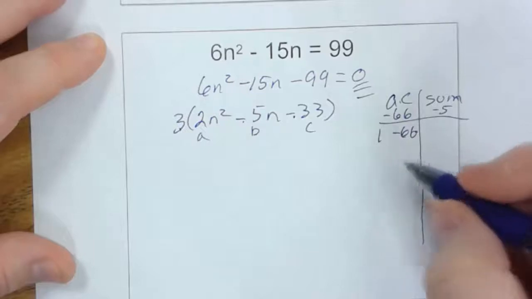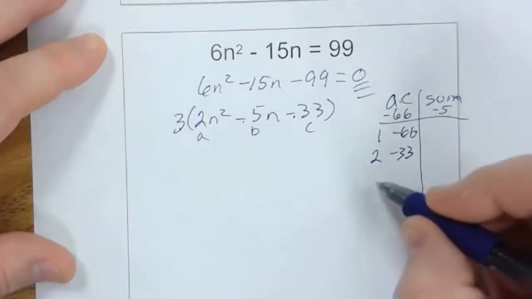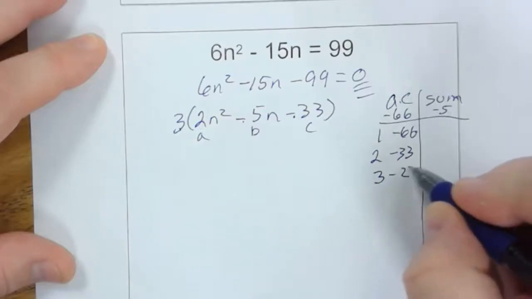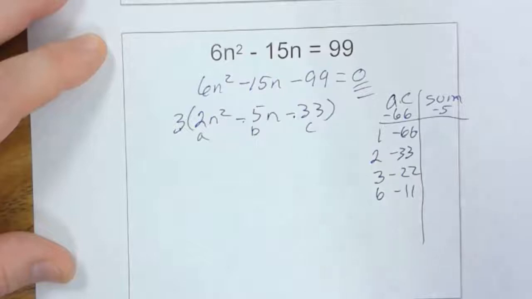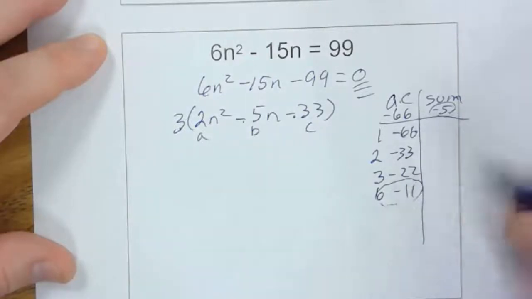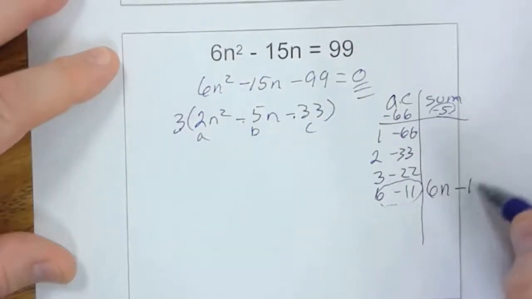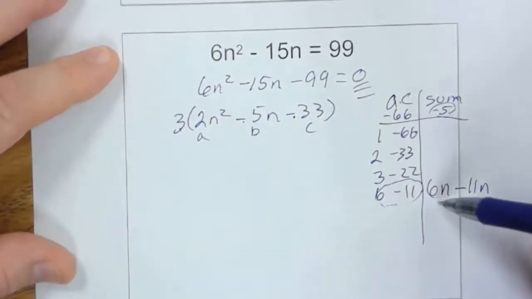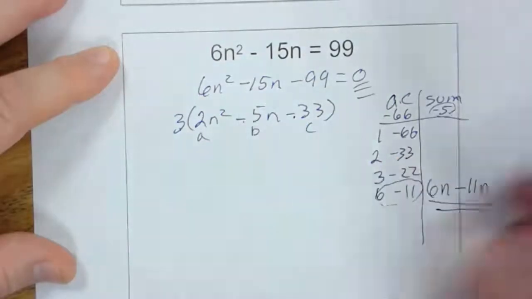I'm just going to list the rest of the factors. Those would be 2 and negative 33, 3 and negative 22, and let's see, 6 and negative 11 also goes in. So which of these adds up to negative 5? Apparently this one does right here. So we're using the variable n, so I'm going to go 6n minus 11n. And this right here is what I'm going to use to substitute and replace the middle term with.